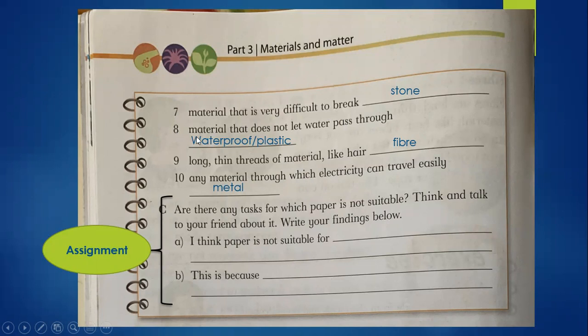Number 8, material that does not let water pass through. These materials are waterproof, like plastic, or as I told you, leather or glass also. These materials are waterproof materials, plastic. Number 9, long thin threads of material like hair. Like hair, what is it? It's a fiber. Number 10, any material through which electricity can travel easily. It's a metal.